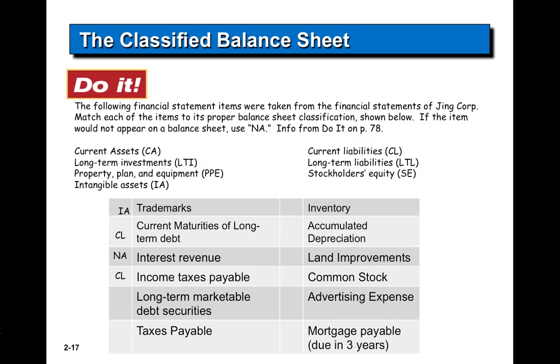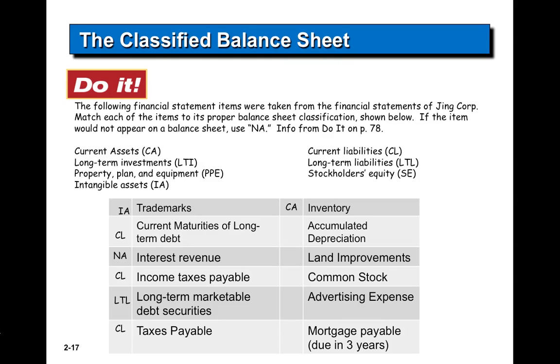Income tax payable, payable is a liability, will be a current liability. Long-term marketable debt securities, long-term investments. Taxes payable, payable is a liability, current liabilities. Inventory is an asset, a current asset.